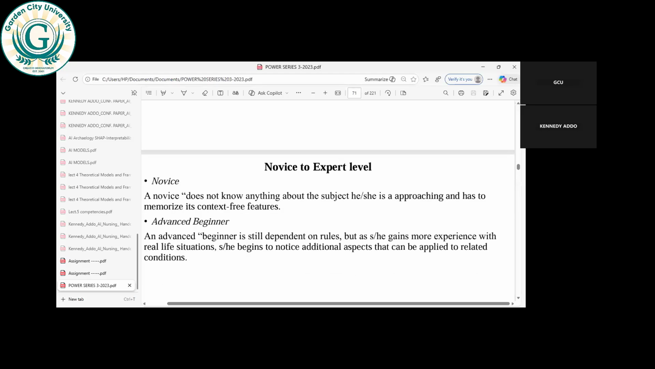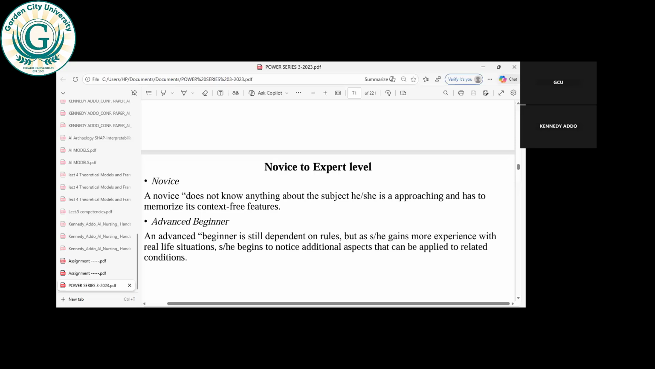Now let's examine the context very well. Novice to expert level. A novice does not know anything about the subject he or she is approaching and has to memorize its context-free features. So what we mean is that we are looking at informatics, an information system, a software that you are using. Once we introduce the software for the first time, users have to go through rigorous training before they can use such systems. But in the case of a novice, we assume that you are approaching the new system for the first time. Hence, you cannot use the system.